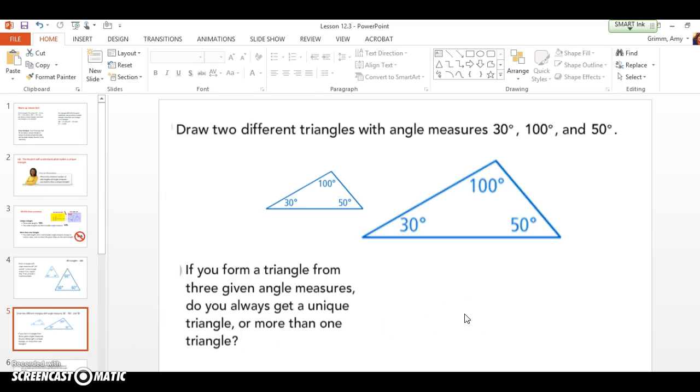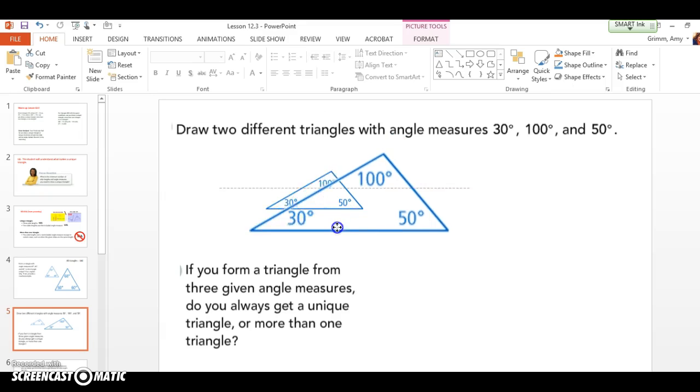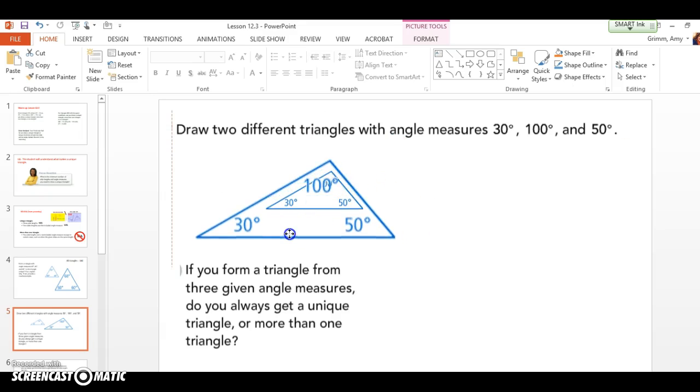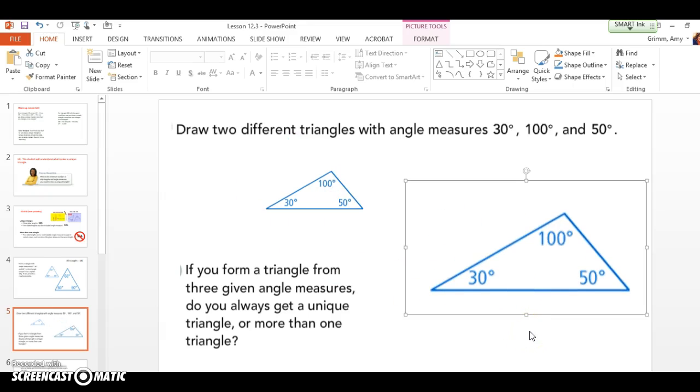Okay, what if I told you the angles were 30, 100, and 50? Could you make a unique triangle? No. Because I could make it much bigger than the other one. Would the angles still be the same? Yeah, I could still take this one and slide it over. See, that is still a 30-degree angle. This is still a 100-degree angle. This is still a 50-degree angle. But no, those two triangles are different sizes. Every single one of us could make a different size triangle. That would not be unique. Okay, that would not work. Very good.